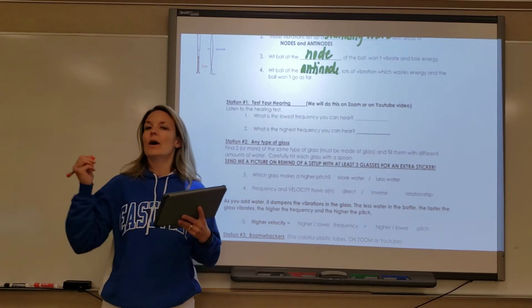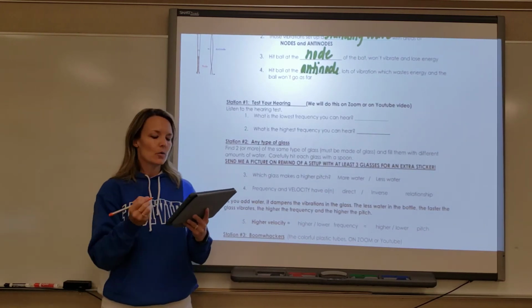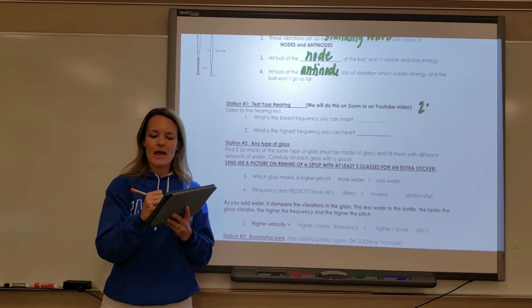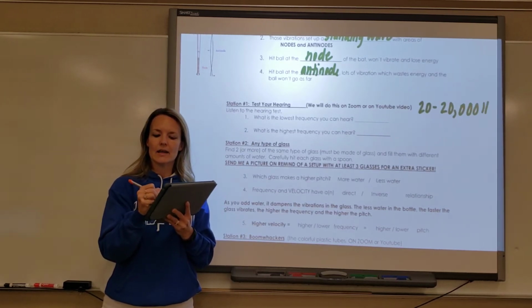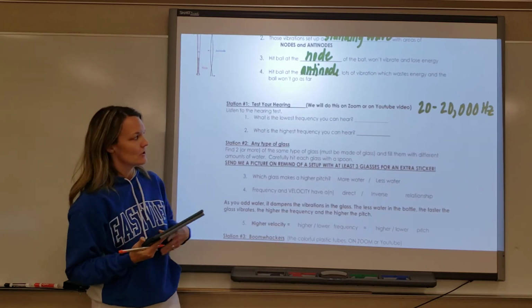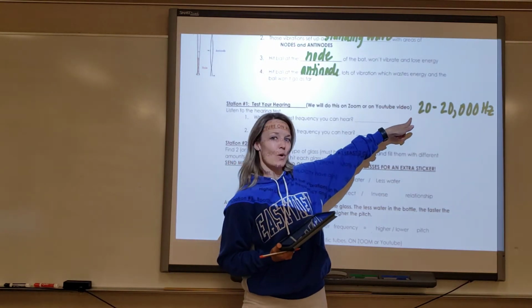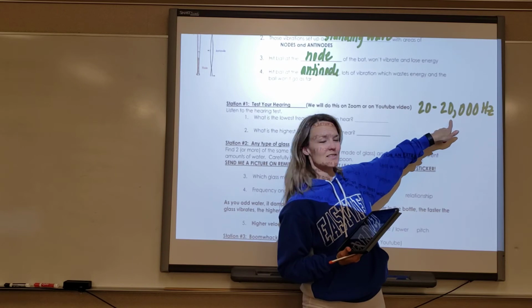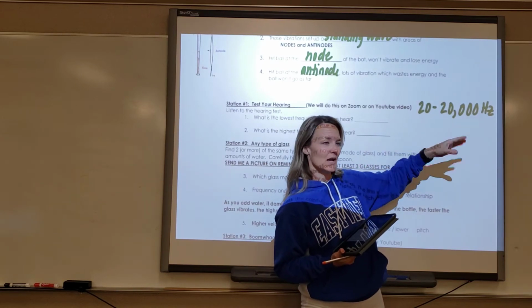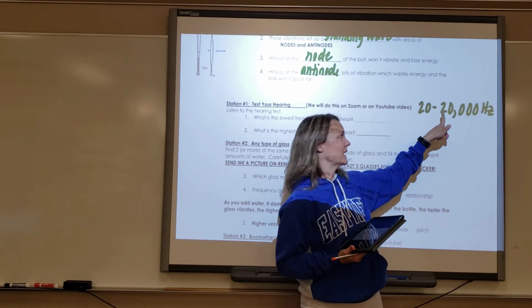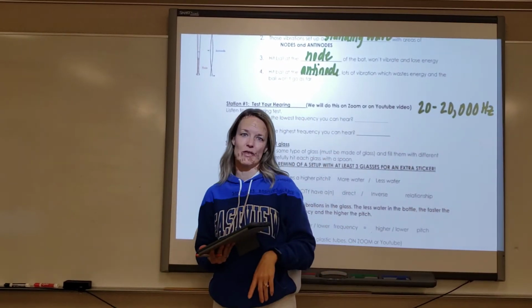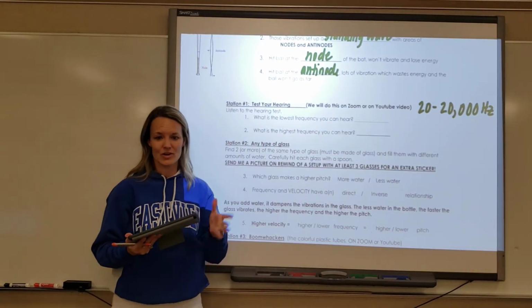All right, so earlier this week, we learned that humans, on average, our species, can hear in the frequency range of our low end is 20, and then our high end is 20,000. This is the audible range. We can usually hear somewhere in that range. Not everyone can hear all the way down to 20, and not everyone can hear all the way up to 20,000. Okay, so we're going to test your hearing.